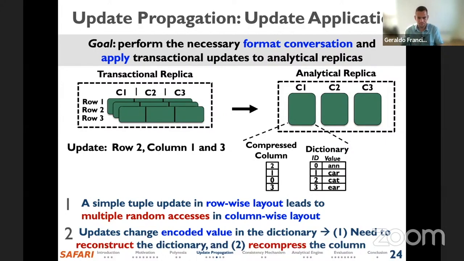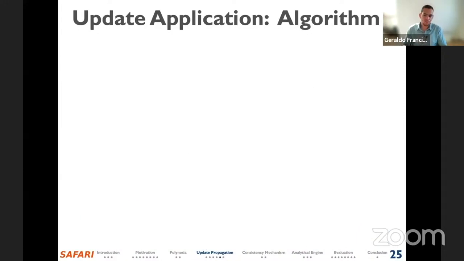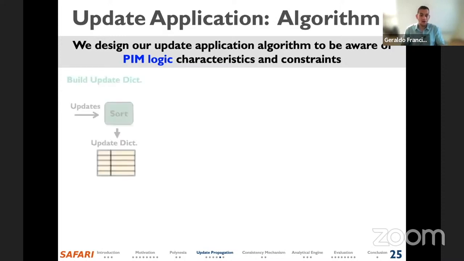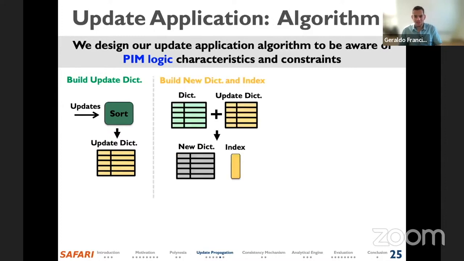Next, we describe our update application algorithm, which is designed taking into account the process memory characteristics and constraints. Our algorithm initially builds a sorted dictionary for only the update. Once the dictionary is constructed, we now have two sorted dictionaries, the old dictionary and the updated dictionary. Then we merge those two dictionaries into a single dictionary using a linear scan operation.